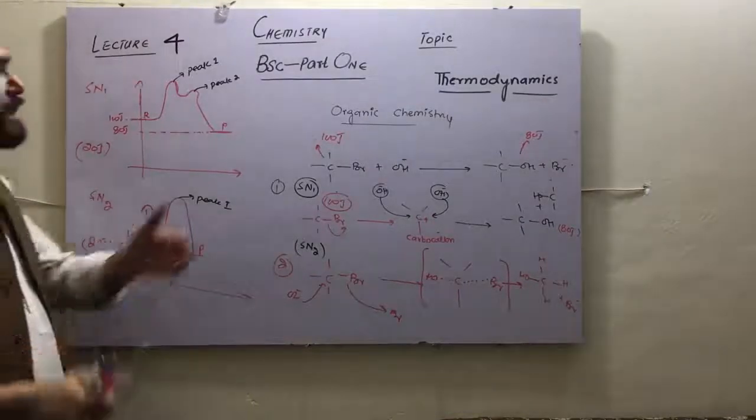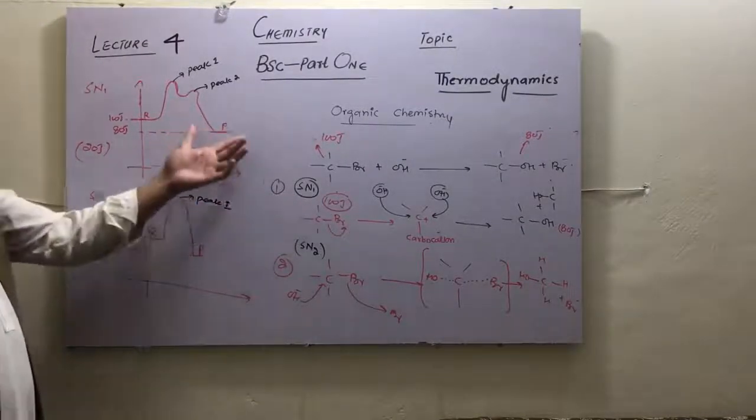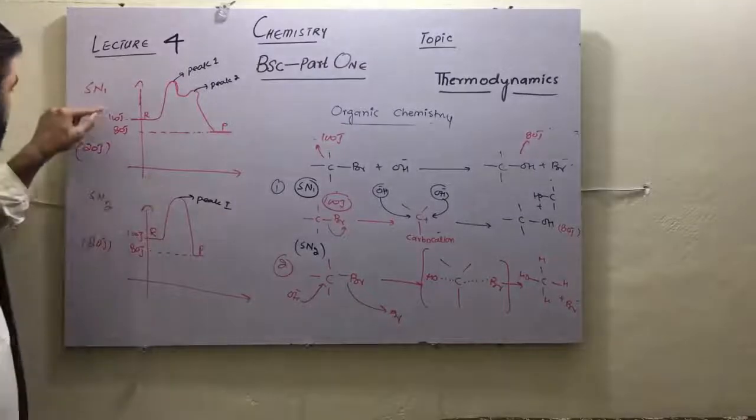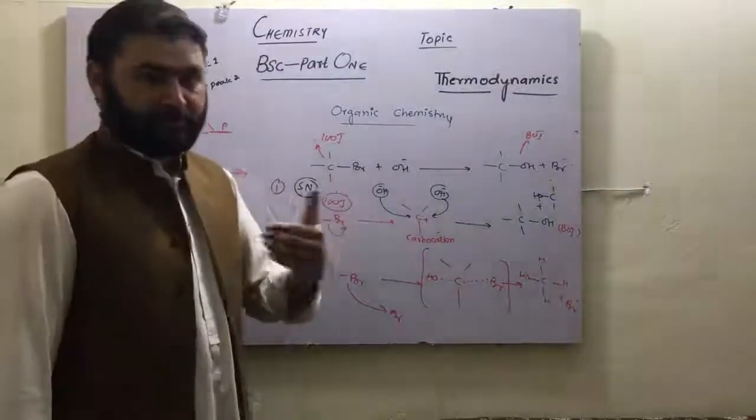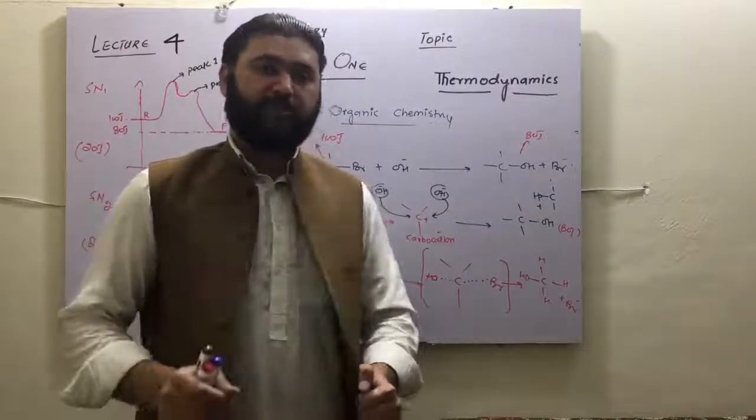So path function tells you about the route, while state function tells you only the initial and final. So this is the most important difference between state variable, path function and state function.